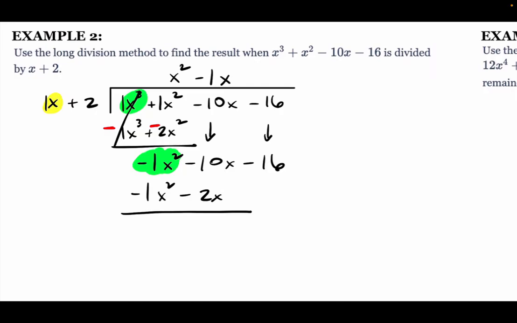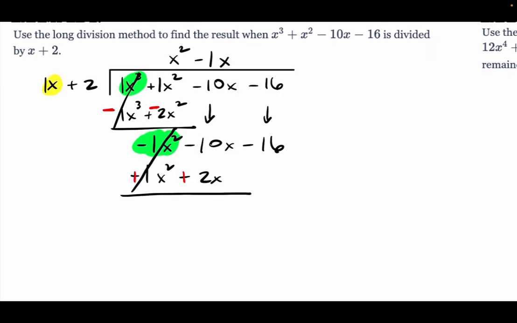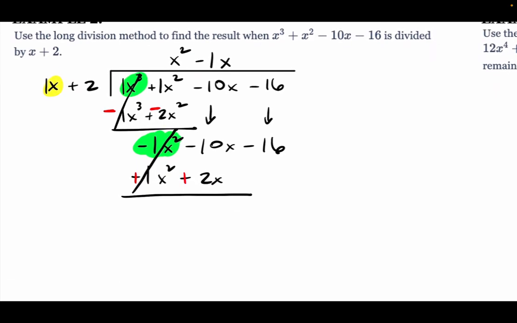Right now they're already negative. It doesn't matter. You still got to change the sign. You still got to change the sign. So if I was to put a negative there, wouldn't it essentially make it positive? It's already got a negative. So since these guys are negative, I got to change their signs to positive. Always, always, always change the sign. So now you have negative 1x squared plus 1x squared is 0. Negative 10x plus 2x, negative 8x. Bring the negative 16 down.